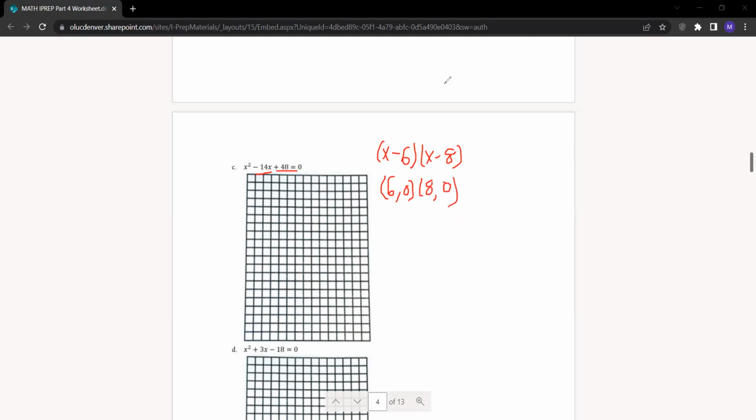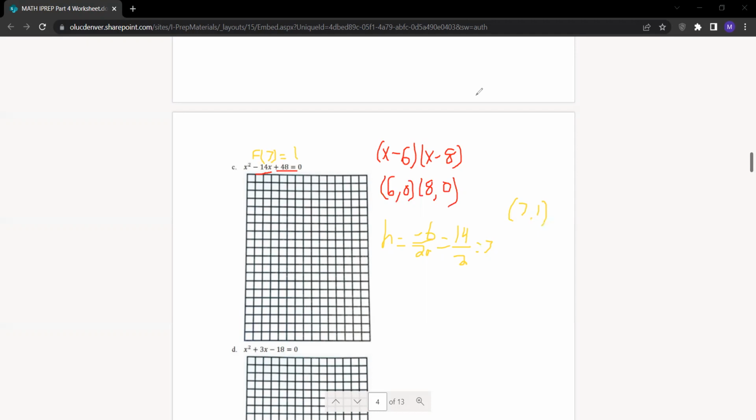Next we just need to find our vertex, which we get by h equals -b over 2a. It's equal to 14 over 2, equal to 7. Then we just plug 7 in. So what is f of 7? It's going to equal -1, because we have 7 squared, 49, minus 14 times 7, which is 98, plus 48. That comes back to -1. So our vertex is 7, -1.